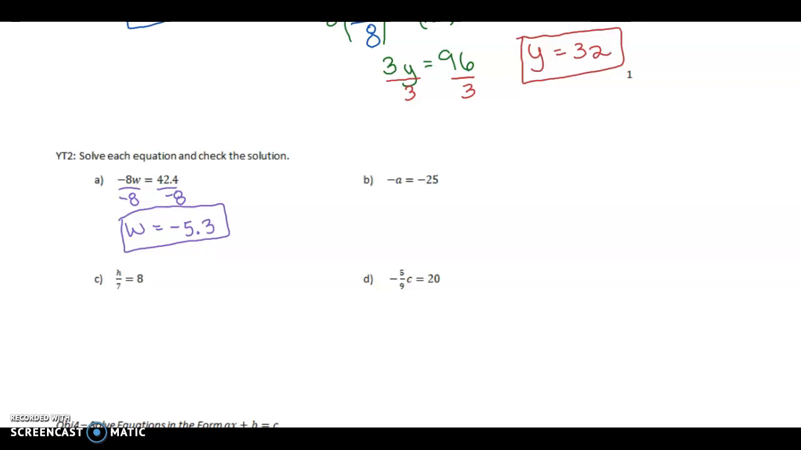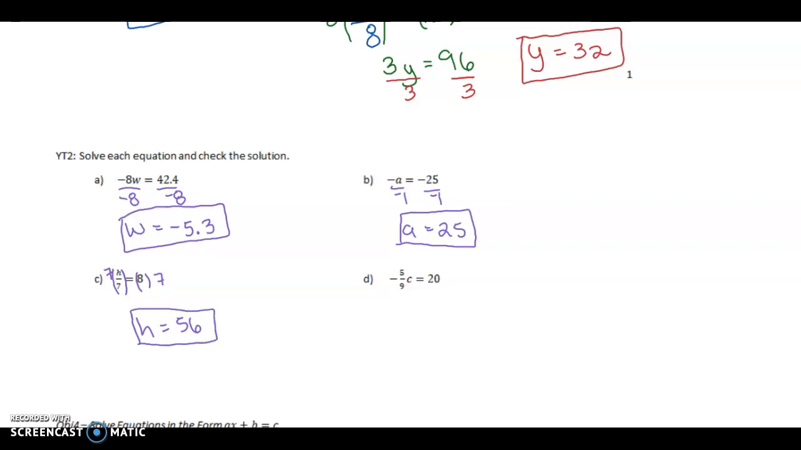On part B, we just have that negative in front of A, so we're going to divide by negative 1. And A equals positive 25. On part C, we have H divided by 7 equals 8. Again, just one fraction, so I'm going to multiply both sides by that denominator. And that's going to give me H equals 56.